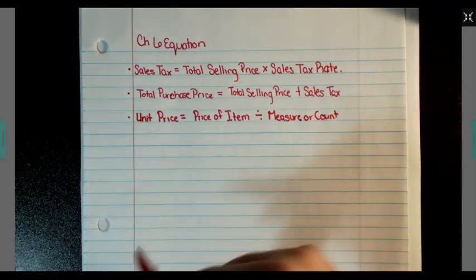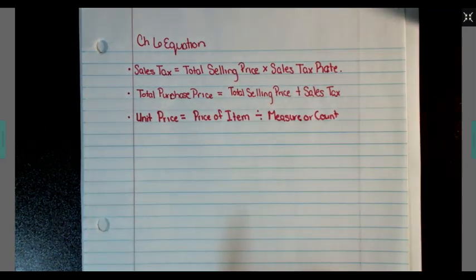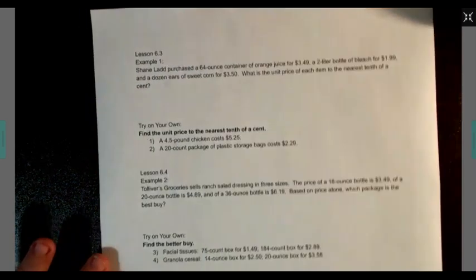If it says something's like 50 items, that would be a count. If it says something weighs like 3.2 ounces, that's a measure. Okay. But that is going to go in my denominator position. Your cost should always go in the numerator.